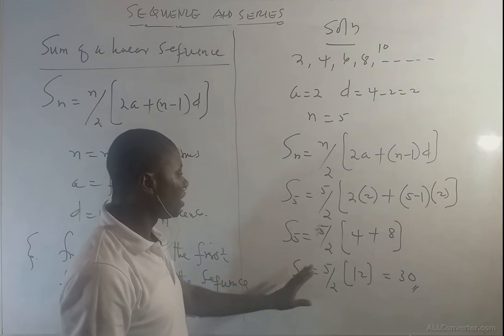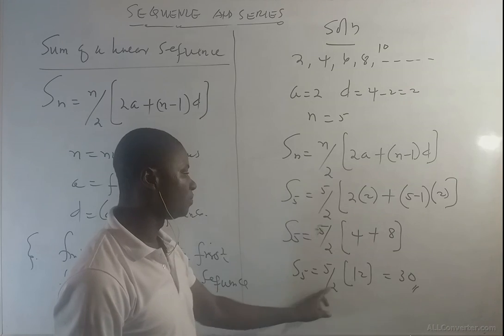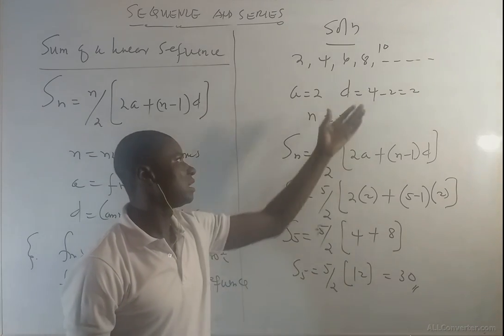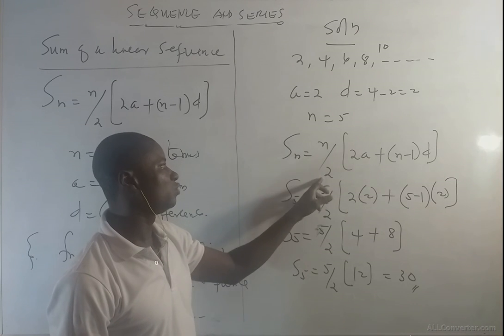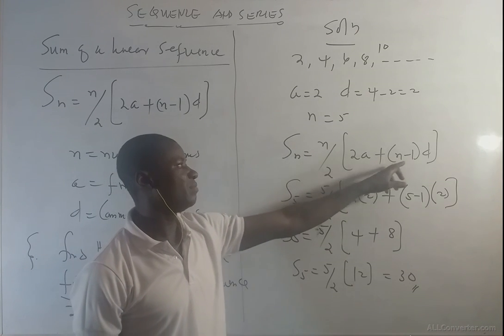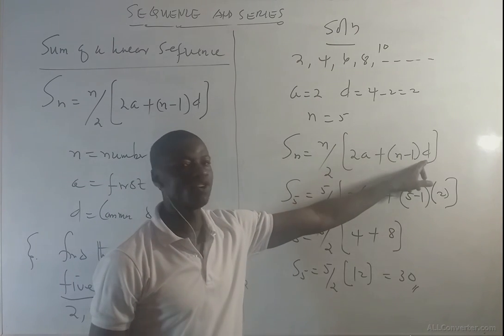So this is how we find the sum of a linear sequence. So S5 equals 30. And that is what we use the formula for. So the sum of the n terms is equal to n over 2 times 2a plus n minus 1 d. n is the number of terms, a is the first term, and d is the common difference.